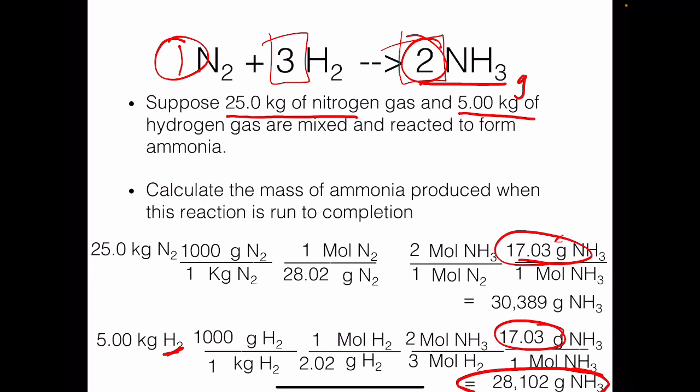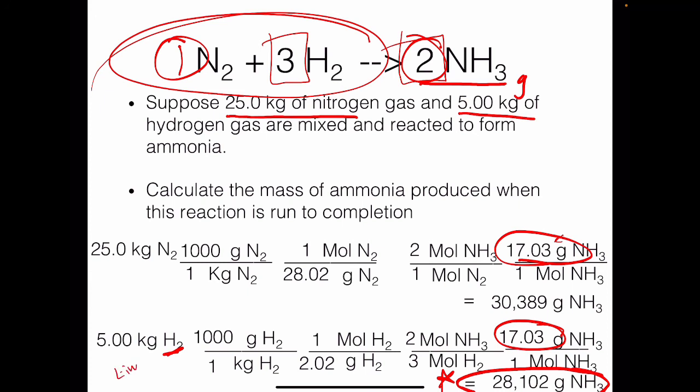Now we have to make sure we're answering all of the questions. So the question here is to calculate the mass of ammonia produced, which we did by saying it was 28,102 grams. However, if you are asked to identify the limiting reactant, reactants only exist on the left side of the equation. So it's going to be one of those two. Whichever one produces the least amount of product is your limiting reactant. So therefore, hydrogen is going to be my limiting reactant.